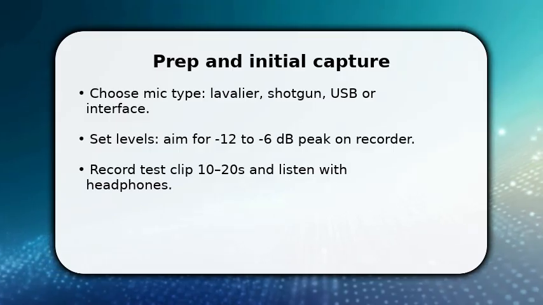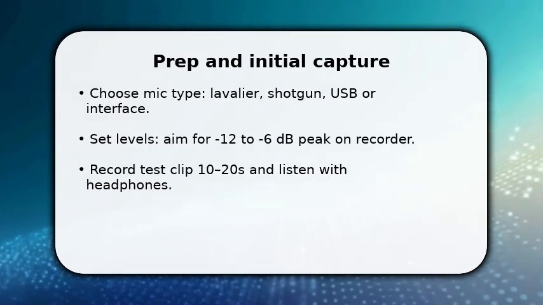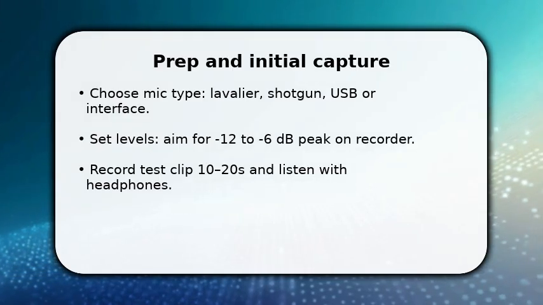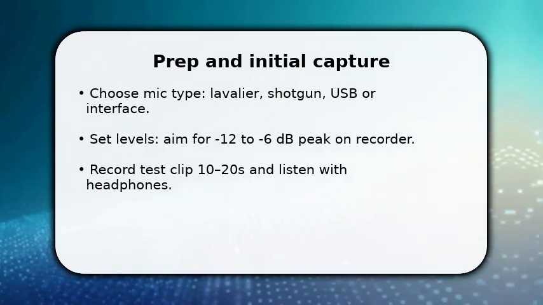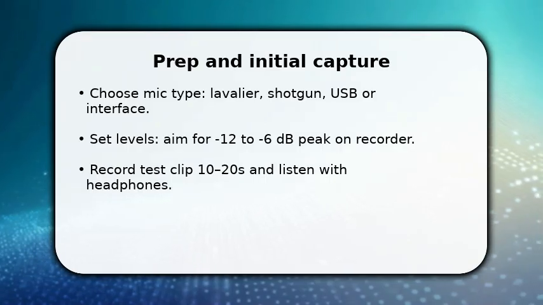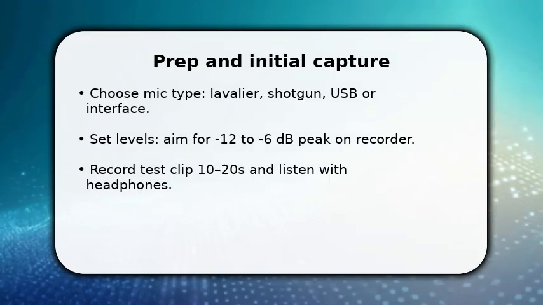You start by choosing the right microphone and placement because that defines your sound quality. Plug the mic into the camera or recorder, set your input to line or mic as required, and then set gain so peaks hit around -12 to -6 dB.